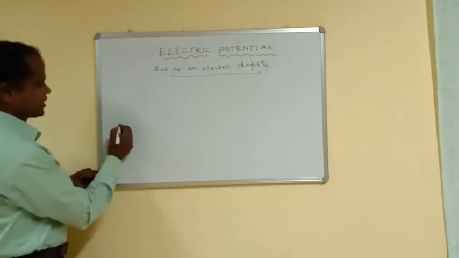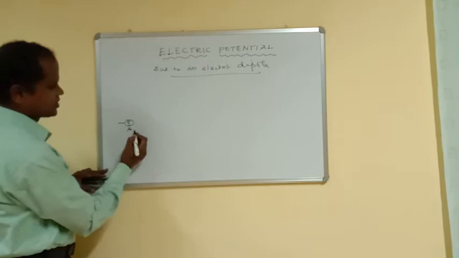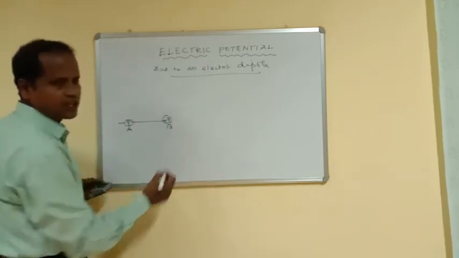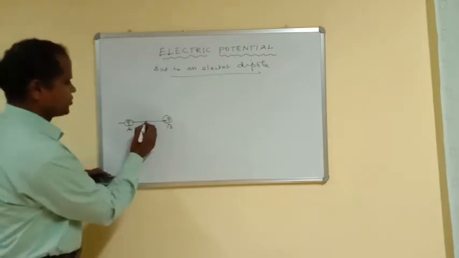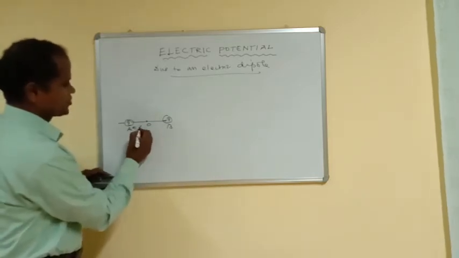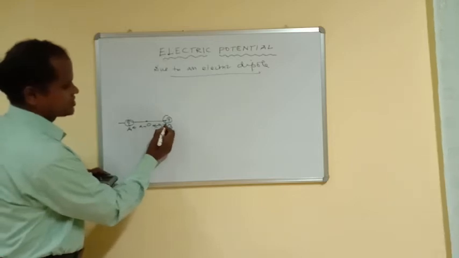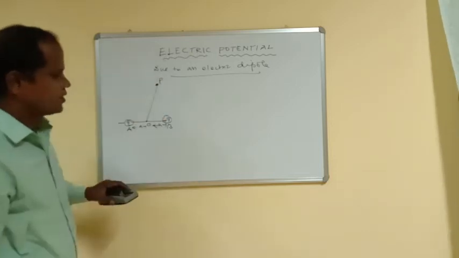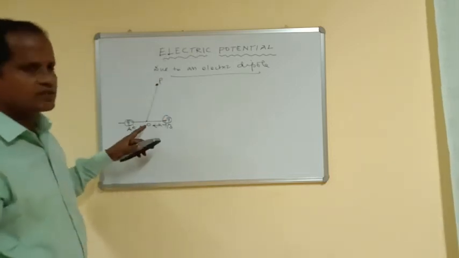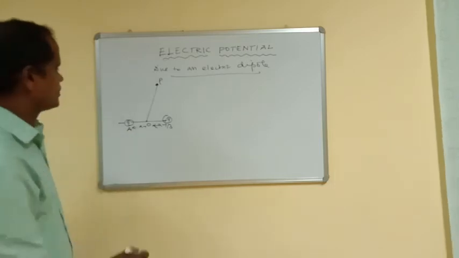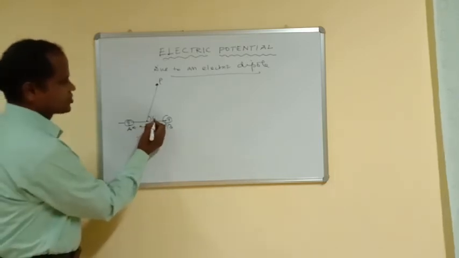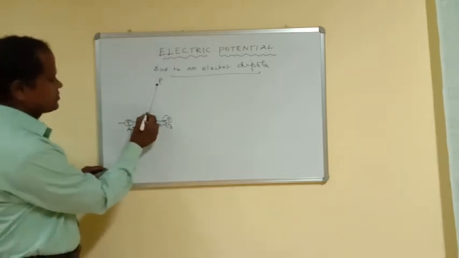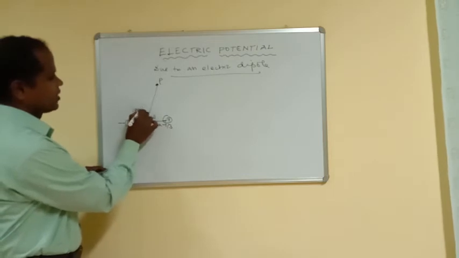So here we take minus q placed at point A, and plus q placed at a point B. O is the center. This distance is a. Here we take a point P. This point P is joined with the center O of the dipole. Let the angle made by this line be theta. If this is theta, this will be 180 minus theta.